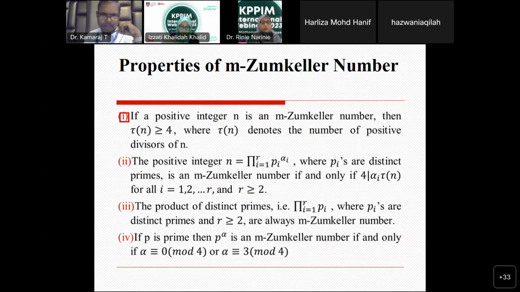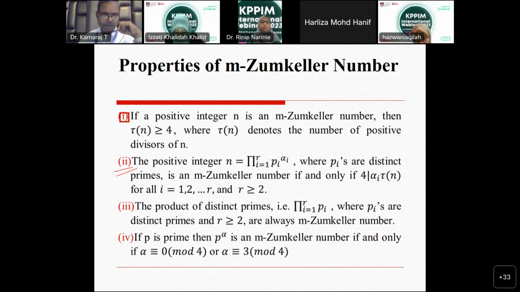Not only that, look at the second property here. If n is a product of distinct primes raised to powers, like p_i to the power alpha_i, and suppose the number n is an M-Zumkeller number, then it satisfies the property that 4 divides the product of alpha_i into tau of n. What is tau of n? The number of positive divisors of n. So 4 is a divisor of this product.